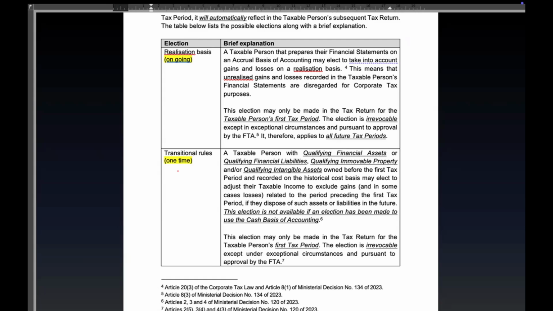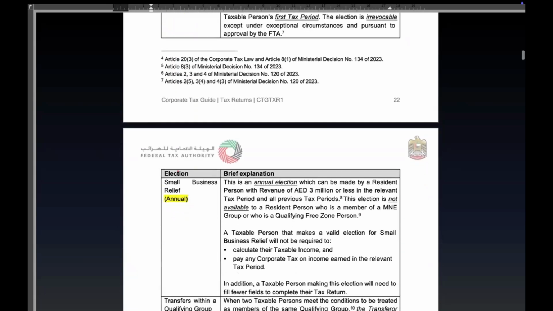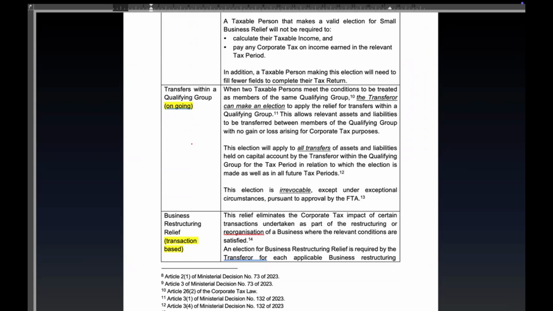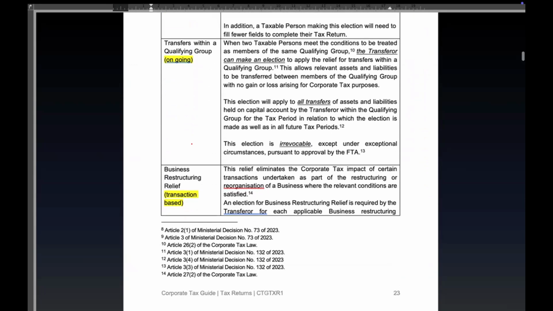Then you have an option that the gain that you earned before the start of the first tax period, you can eliminate it. This option has been given to you, but this is only a one time exercise. You will not be required to do it again and again. Small business relief is an annual exercise up to 31st December 2026. Might be they will give an extension, might be they will not. You just need to look at it, as this is an annual election. Transfer within the qualifying group, again, is ongoing. Once you opt for it, it will continue and be applicable in the future as well.